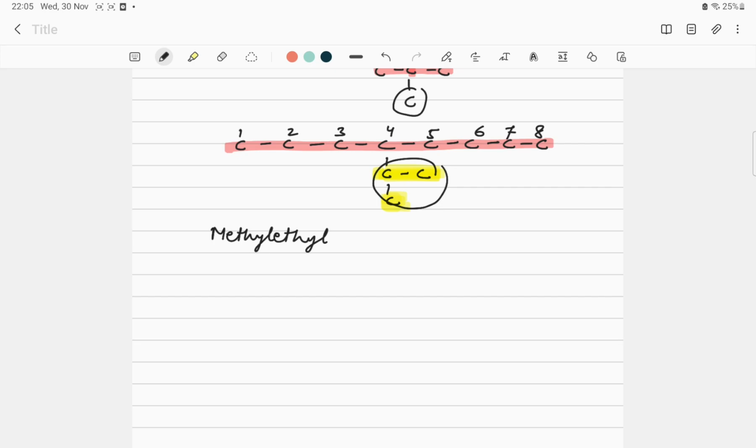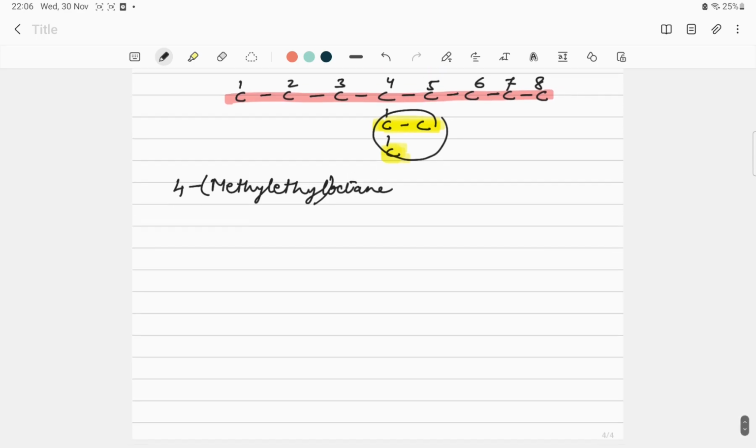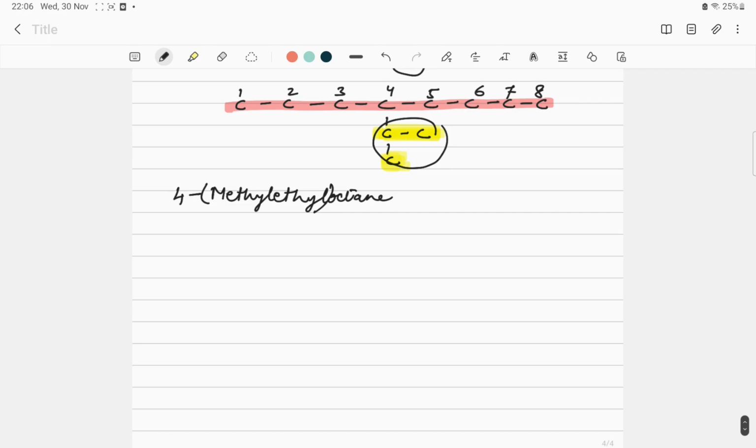So what is the name of the compound? It is methyl ethyl. And for 8 carbons, what is the word root? Octane, right? And this methyl ethyl is present at number 4. So we'll write 4-(methyl ethyl) octane. Methyl ethyl will be written in the bracket. Whenever we have a complex substituent, we write the name of that substituent in a bracket apart from the remaining IUPAC name. Let's do one more example of the same kind so that it will be more clear.